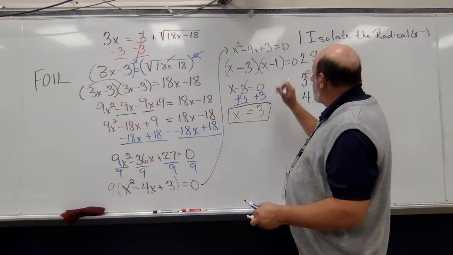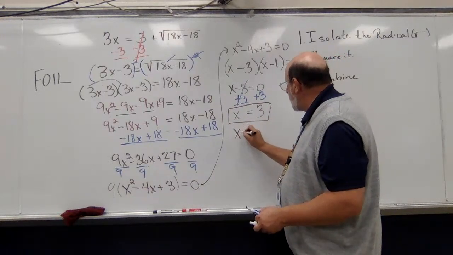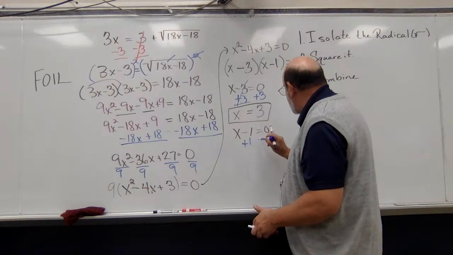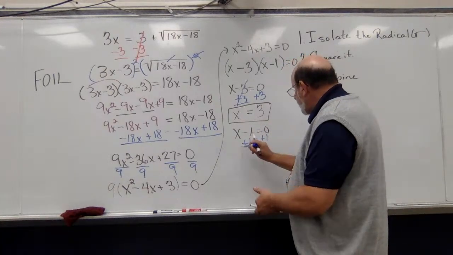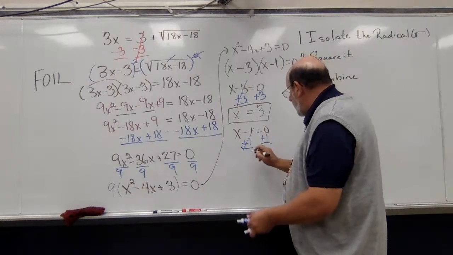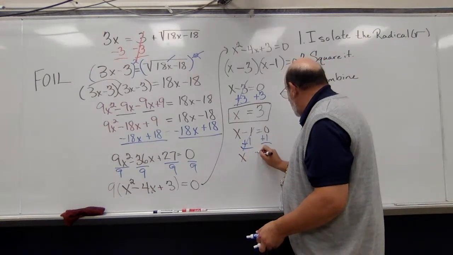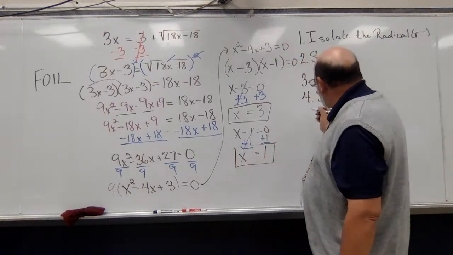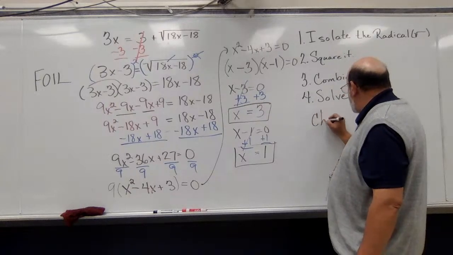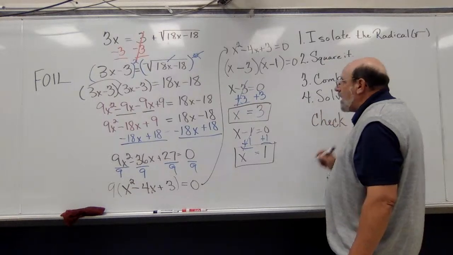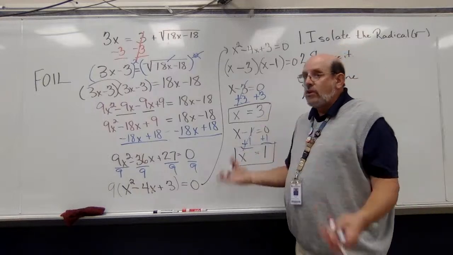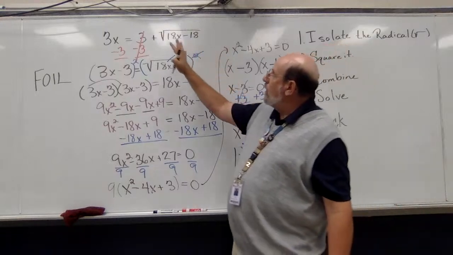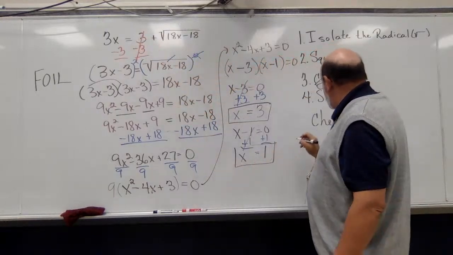And then let's do 1. X minus 1 equals 0. We add 1 to both sides. And so x equals 1. That's my other solution. And the last thing I do is check. Check to see if I have any extraneous solutions, right? But I have to go back to my original equation and see if it works out.